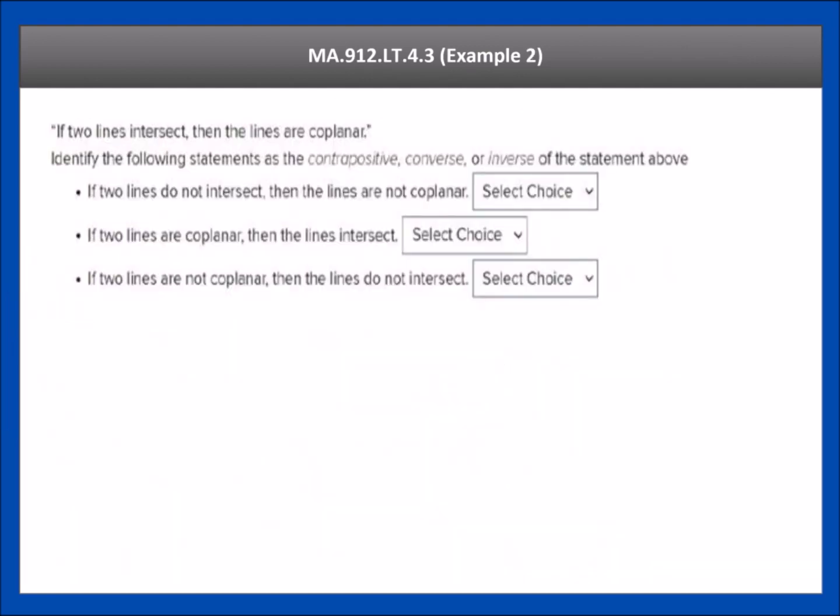All right, example 2. If two lines intersect, then the lines are coplanar. Identify the following statements as contrapositive, converse, or inverse. Okay, so if the two lines intersect, then they're coplanar. This is like P, this is like Q. Converse is when you switch them, right? So you do Q implies P. So switch them for the converse. Then if the lines are coplanar, then they intersect.